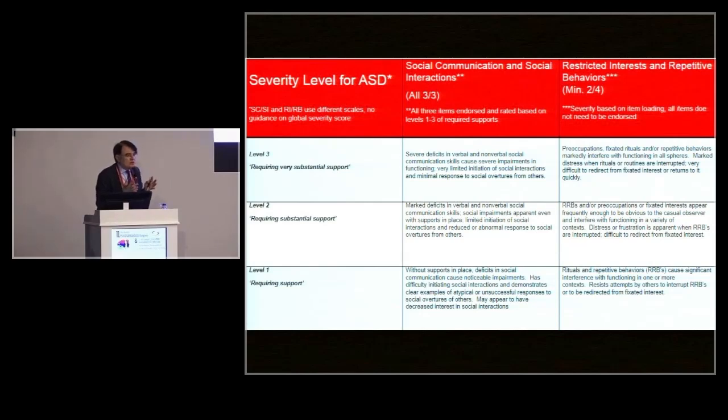We actually did this in a cost-effectiveness analysis, an economics of autism study, and we tried to conceptualize this into one severity score, because it's very difficult from a research point of view to come up with a severity score.